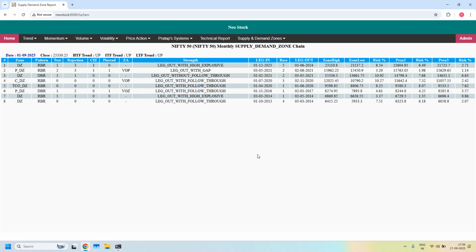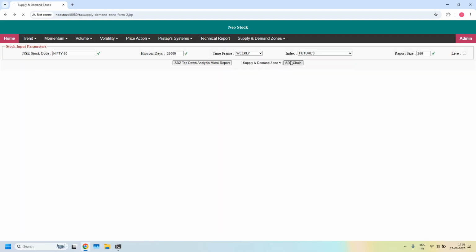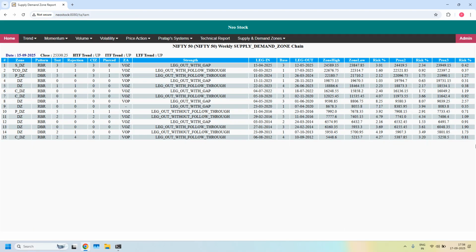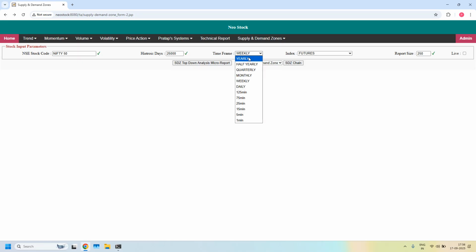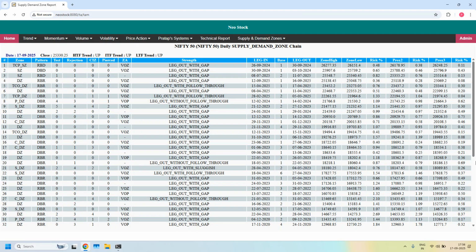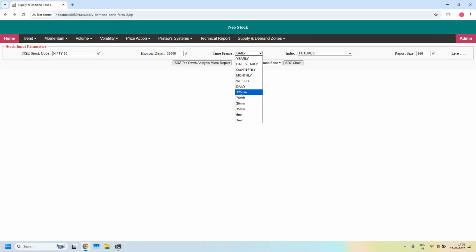And also don't forget to pause the video when you are moving from one report to another report, because I am giving you very few seconds time to watch the report. Once you analyze, you can proceed further. Okay, next, generating a weekly supply demand zone chain for NIFTY. Next, generating daily supply demand zone chain for NIFTY. Next, generating 125 minutes supply demand zone chain for NIFTY.